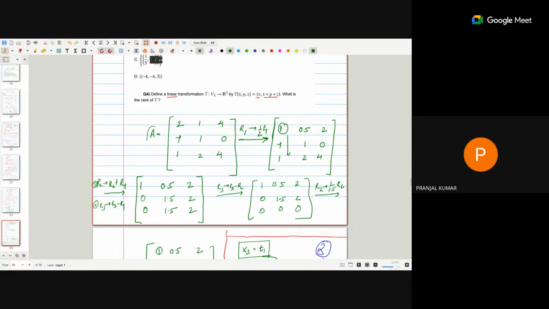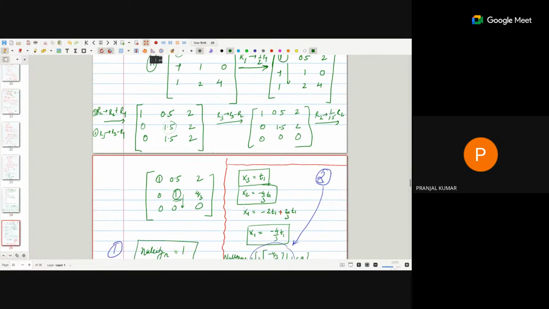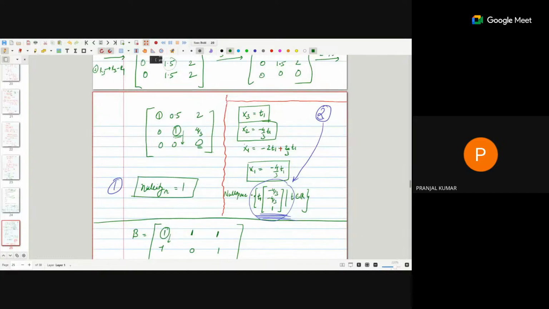A was this matrix. Now we start its conversion to row echelon form. We start with this element, convert it to 1, then start cleaning down this element. Then we move on to this element, convert it to 1, then start cleaning down. Then we move on to this element, but here there is no non-zero element, so we will stop here. So we have achieved our row echelon form. Now you can see from here that the nullity of A is 1 because this column is missing a pivot. Yes or no?